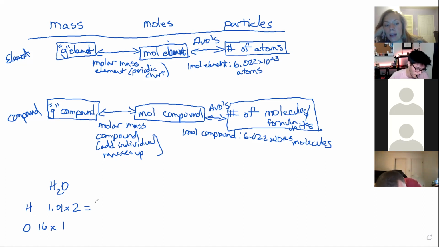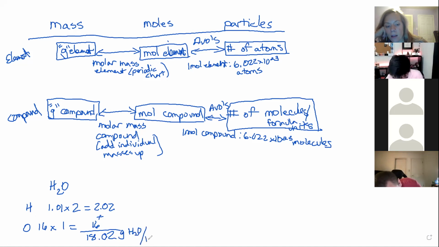So the mass coming from hydrogen is 2.02. The mass coming from oxygen is 16. You finally will add those two together, and the total will be 18.02 grams of water for every 1 mole of water. You'll see how there's an extra little step when you're dealing with a compound. You've got to add the molar masses.